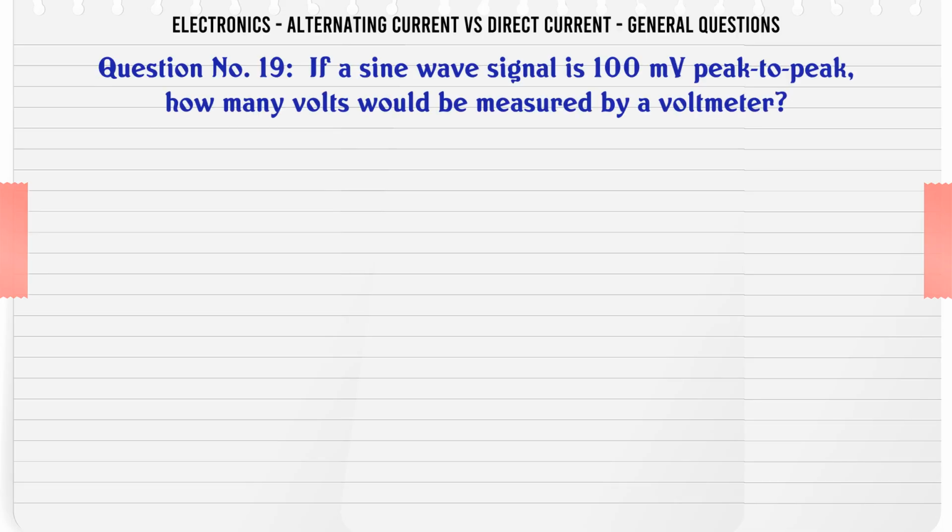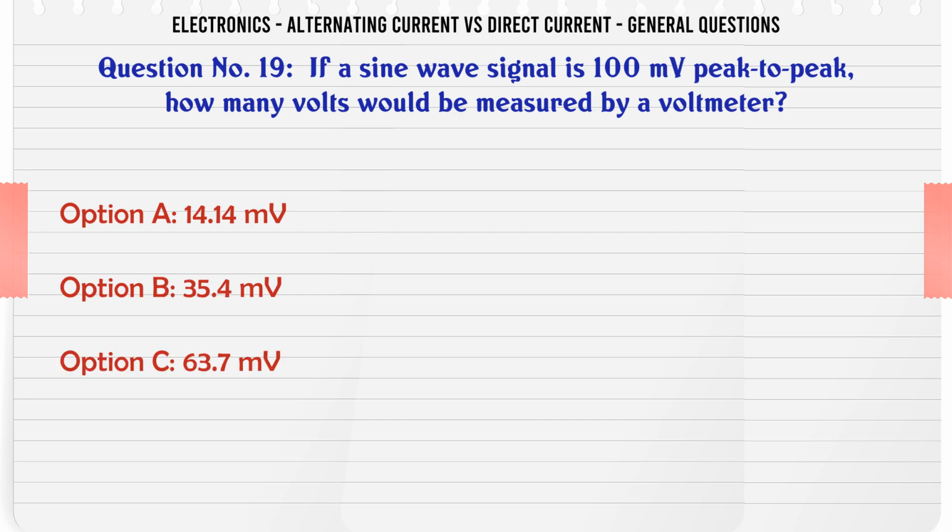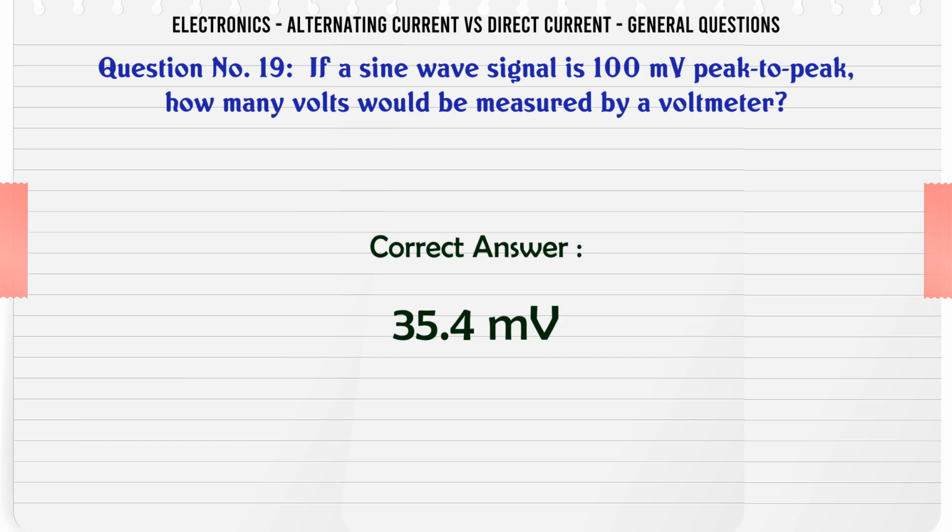If a sine wave signal is 100 mV peak to peak, how many volts would be measured by a voltmeter? A. 14.14 mV. B. 35.4 mV. C. 63.7 mV. D. 70.7 mV. The correct answer is 35.4 mV.